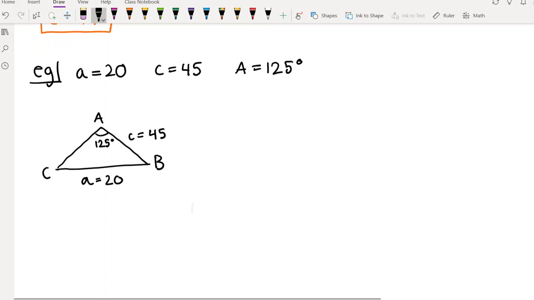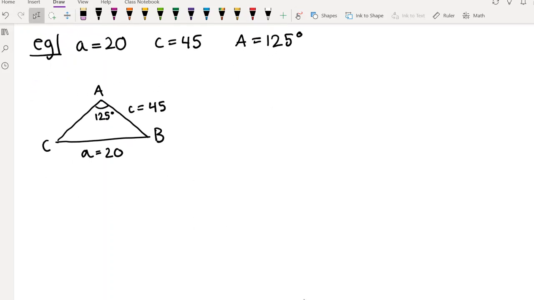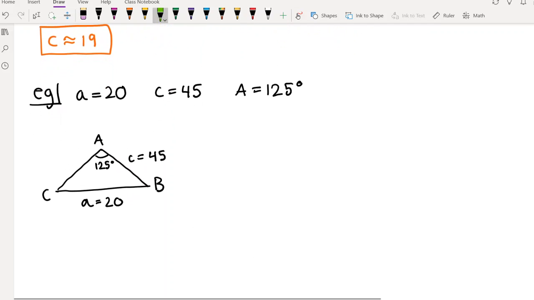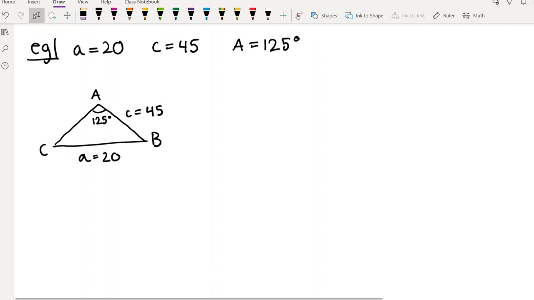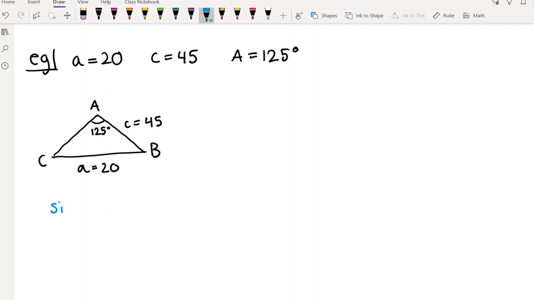Okay, so let's go through the process of trying to, again, find the missing information in this problem. I'm just trying to decide on a color. Let's do teal. So same as the other problems, we would write down sine of 125 over 20 is equal to, and the only thing we can really work on here is C.